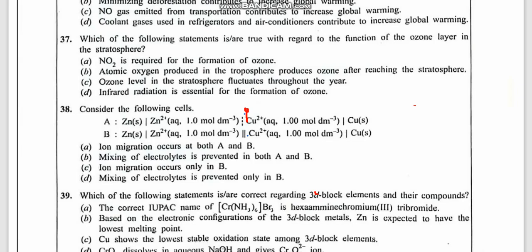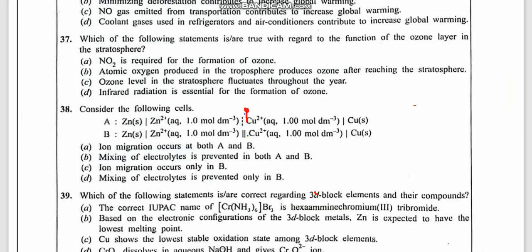Now let's see the 37th question. Which of the following statements are true with regard to the function of the ozone layer in the stratosphere? Now let's see the ozone layer. NO2 is required for the formation of ozone. Now we need NO, right? Atomic oxygen produced in the troposphere produces ozone after reaching the stratosphere. Actually, ozone only breaks down to O2 and atomic oxygen.